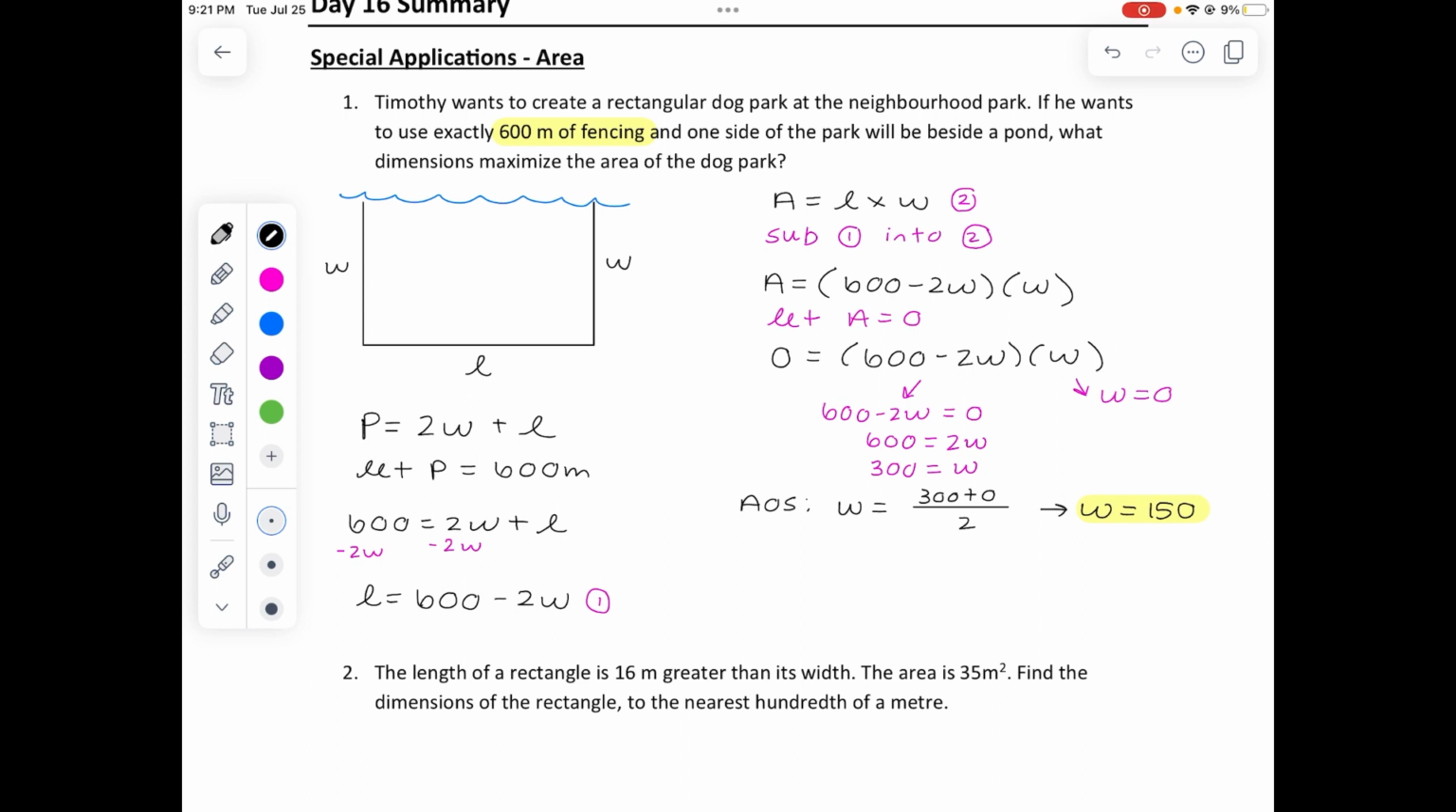So then we will go and sub w equals 150 into equation 1 to figure out what the length is going to be. So length is equal to 600 minus 2 times 150, okay, which is 600 minus 300. So the length is going to be 300 meters. This one was also meters. Okay, and those are what the dimensions are to maximize the area.